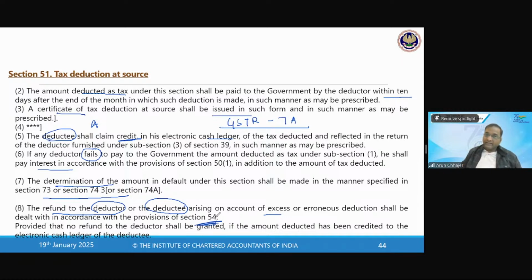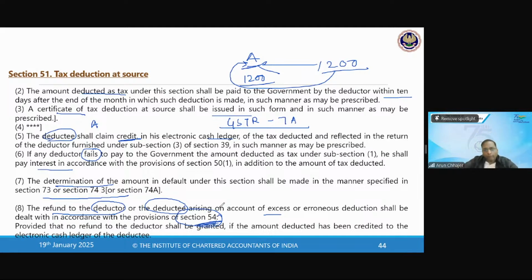TDS 1000 deduct करना था, but 1200 deduct कर लिया. Government can go for the refund, but if it is accepted by A, then this 1200 will be added in the cash ledger of A. Then A can claim the refund. कैसे, क्या process होगा? It has been given in section 54.